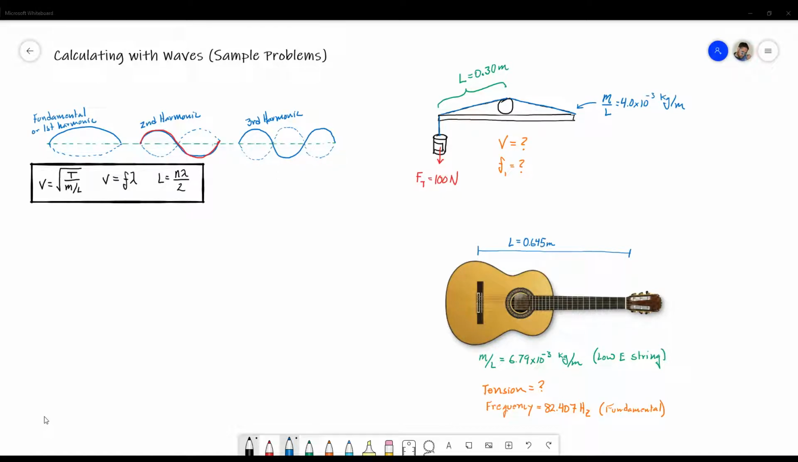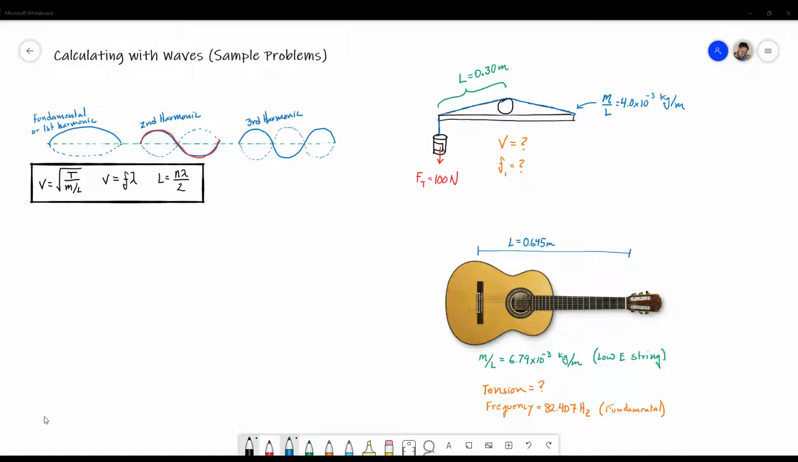Hey everybody. I'd like to do a few sample problems with you dealing with calculating with waves. We have these three equations that we worked on yesterday or the day before, trying to make sense of them and making sure that they were as comfortable as possible. So now it's time to put them to the test and see how they go.